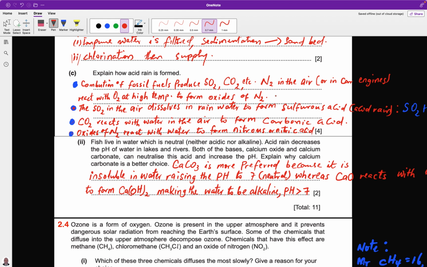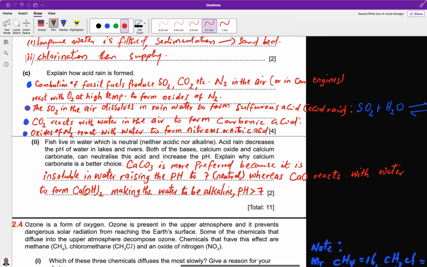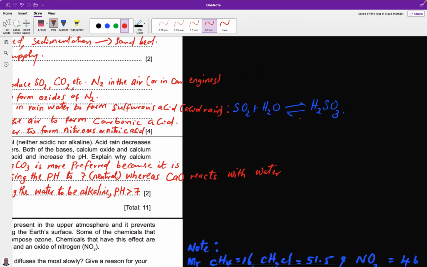Now let's start with sulfur dioxide. The sulfur dioxide in the air dissolves in rainwater to form what we call sulfurous acid. That is the sulfurous acid that we call the acid rain. When sulfur dioxide is mixed with rainwater, you get sulfurous acid.